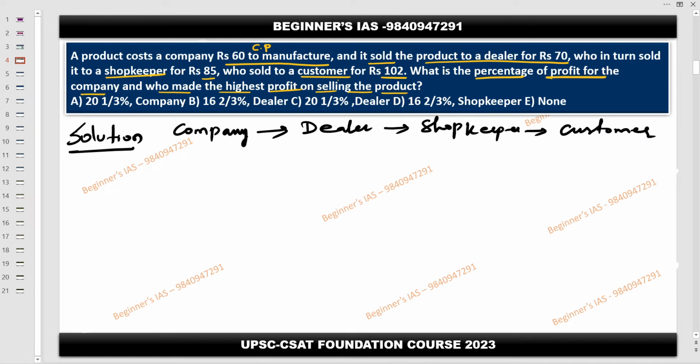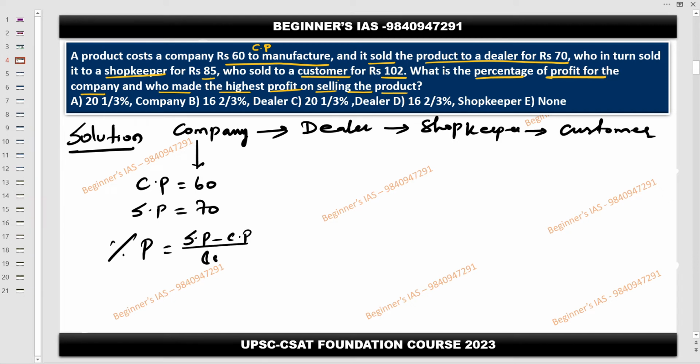So first of all, the cost price for the company is equal to 60. The selling price for the company is equal to 70. What is the question? The first question is, what is the percentage of profit for the company? So therefore, profit percentage is equal to what? (SP minus CP) by CP into 100.